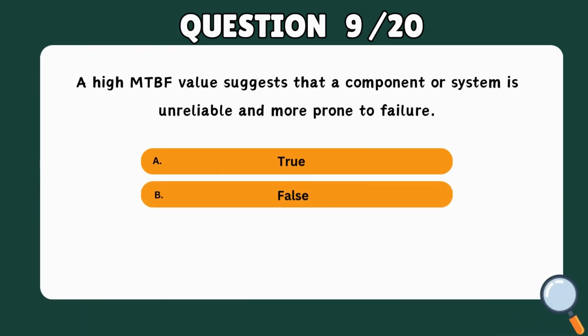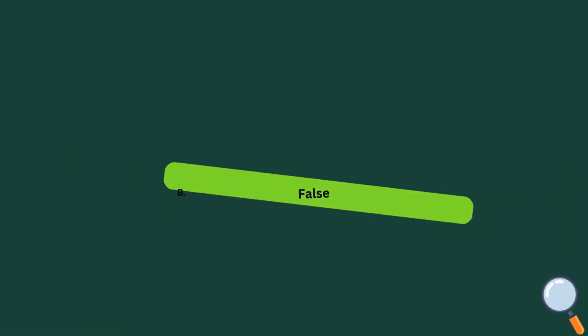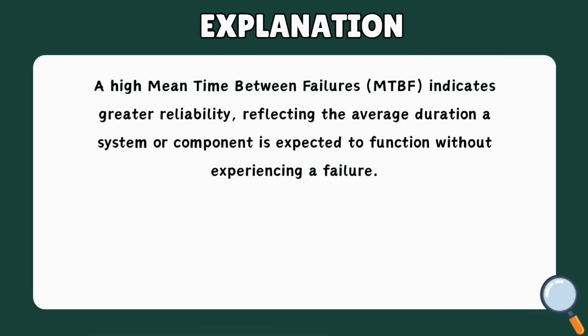Question 9. A high MTBF value suggests that a component or system is unreliable and more prone to failure. A. True. B. False. Correct answer, B. False. A high mean time between failures, MTBF, indicates greater reliability, reflecting the average duration a system or component is expected to function without experiencing a failure.